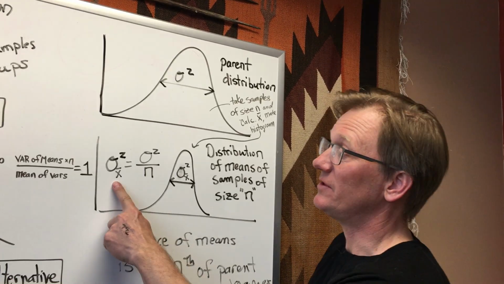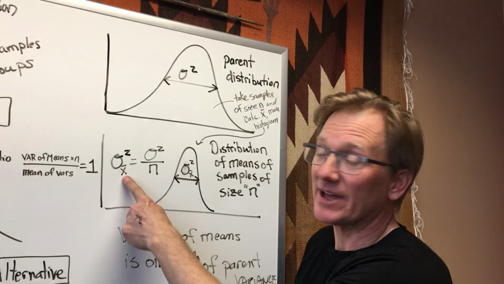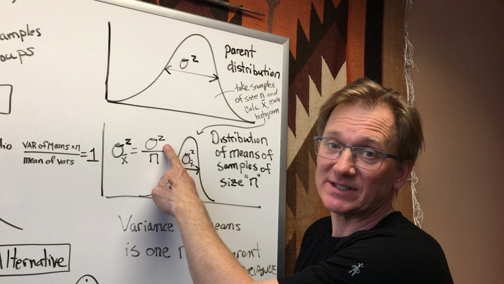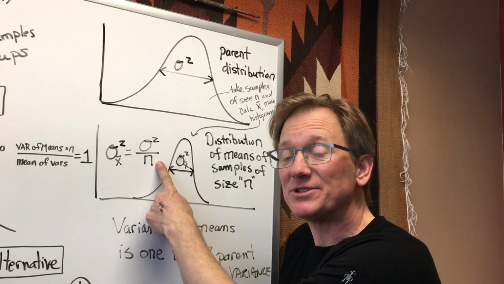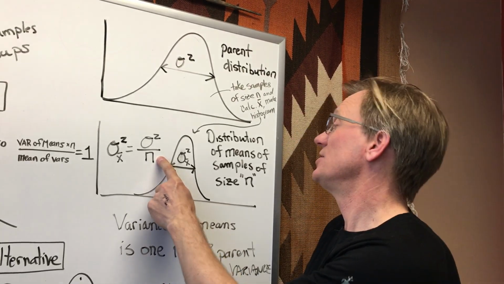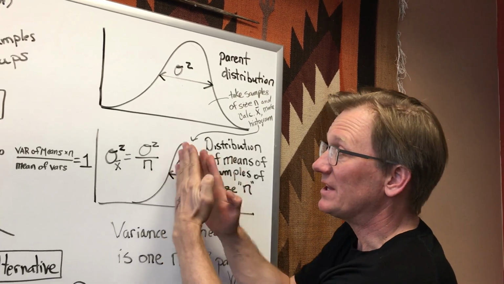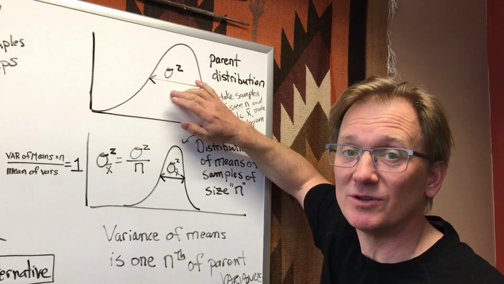So you can see that here in the equation. This represents the variance of means, that's what the little x bar is here, and it is equal to whatever the variance of the parent distribution is divided by n, which is the sample size used to calculate each of the means. So that means, of course, that this distribution is always narrower, with a smaller variance, as compared to the parent distribution variance.